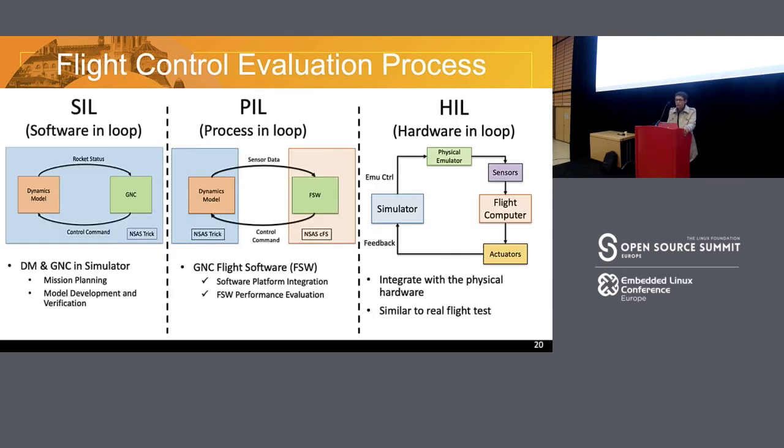The flight control evaluation process includes three stages: SILS, PILS, and the HILS. In SILS, both dynamics model and the GNC run in the same environment. In this stage, we could do the mission planning and the models development and the verification. And in the next stage, PILS, the GNC will be spit out and implemented as the flight software. So in this stage, dynamics model will generate the sensor data, not the rocket status. So in PILS, we will evaluate the flight software's performance.